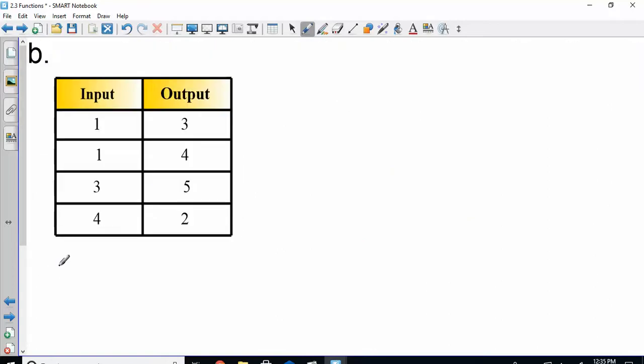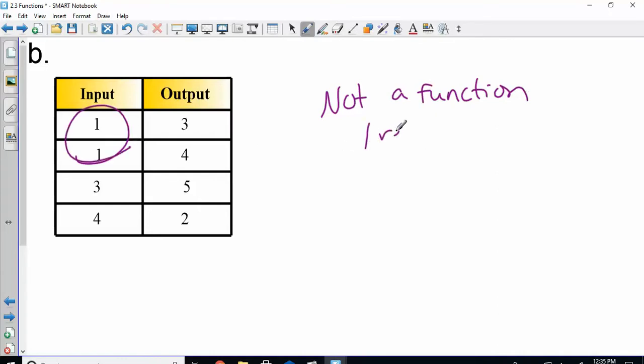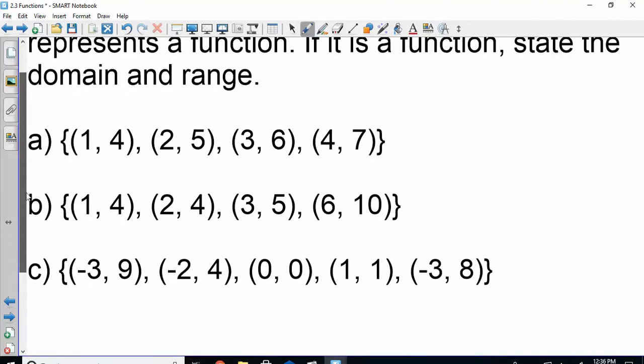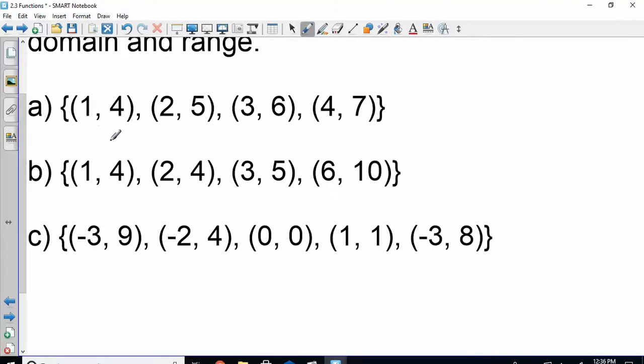So the second one, is this a function? And this is not a function because the 1 repeats. We have the same input, but I get out 2 different answers. I put in a 1 one time, I got 3, and the next time I got 4, so it's not a function. All right, let's look at sets of ordered pairs and decide. So function or not, domain and range.